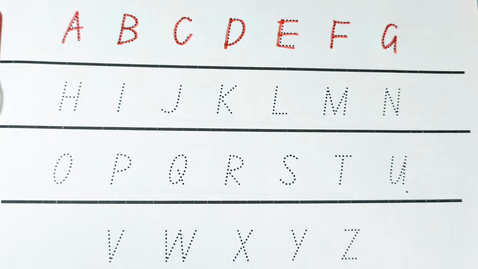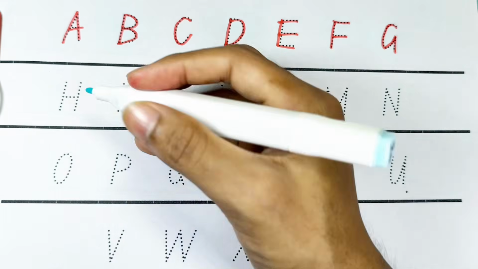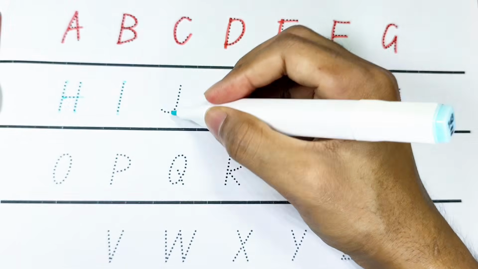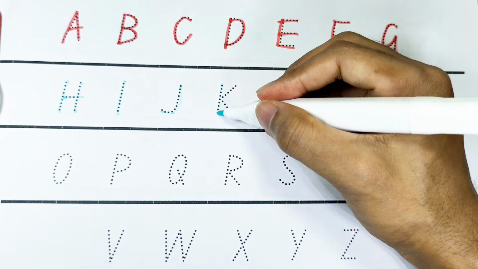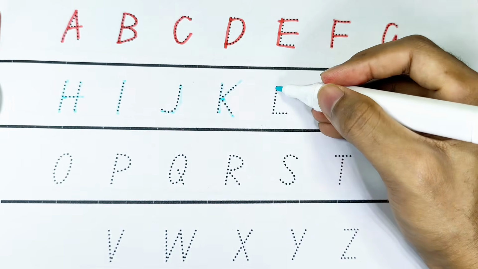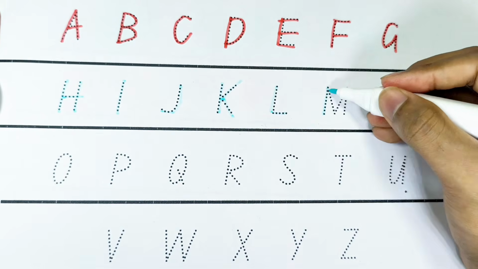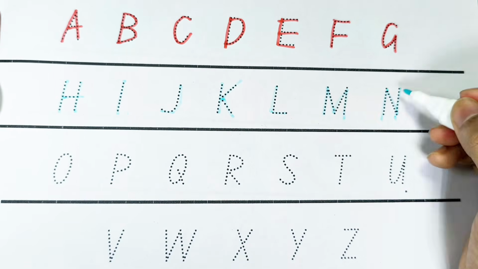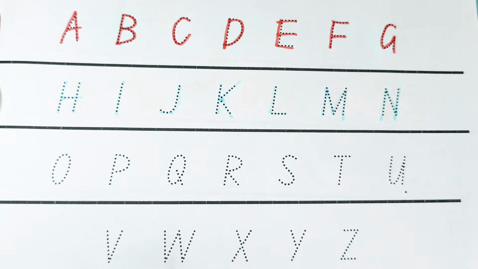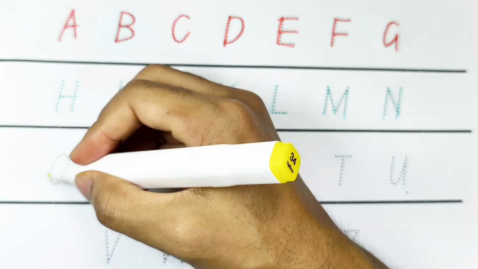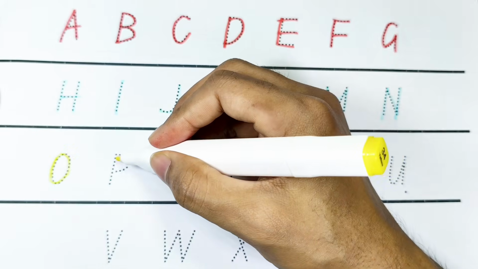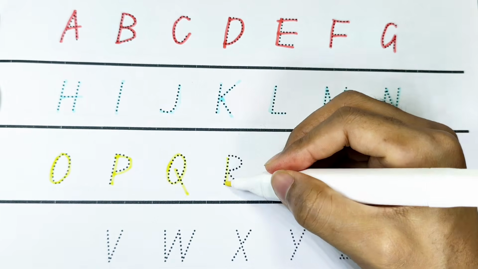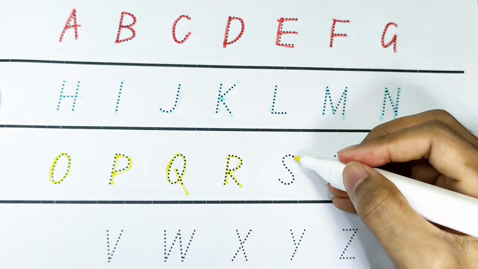H for hand. Kids, now we're using the color of mint blue. H for hand. I. The next one is J. K for kite. L for lion, L for lemon. M for moon, M for mango. N for nose, N for nest. Kids, the next one is O. Now we're using the color of yellow. O for orange. The next one is P. Q for queen. The next one is R for rose, R for rice.